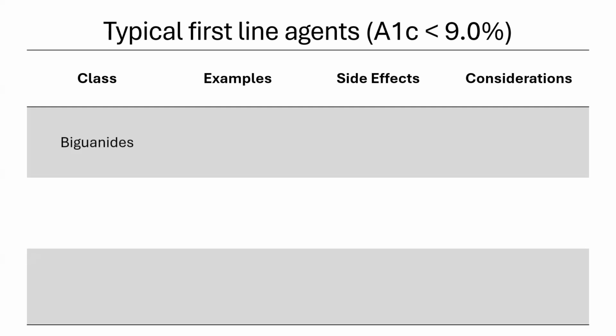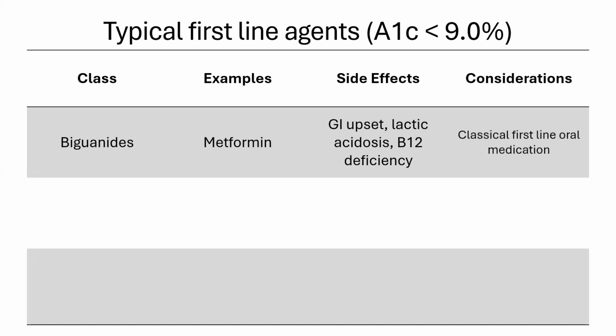The first class is biguanides, which you'll mostly think of as metformin. Metformin is the most commonly used oral medication to start someone on for diabetes, and it can cause GI upset, typically nausea or diarrhea, and in rare cases can cause lactic acidosis. If someone's on it chronically, they are also at increased risk of B12 deficiency. And as I mentioned before, this is the classic first-line oral medication.